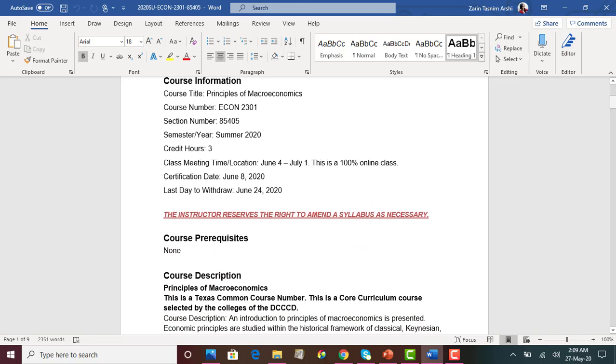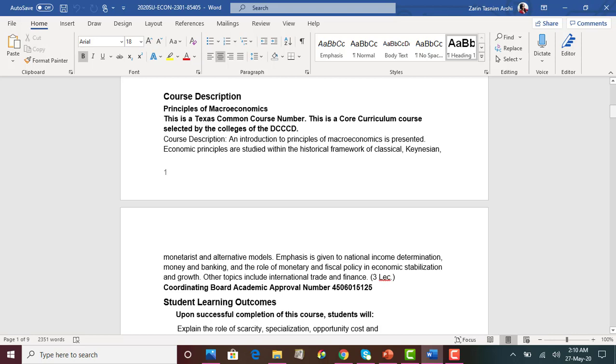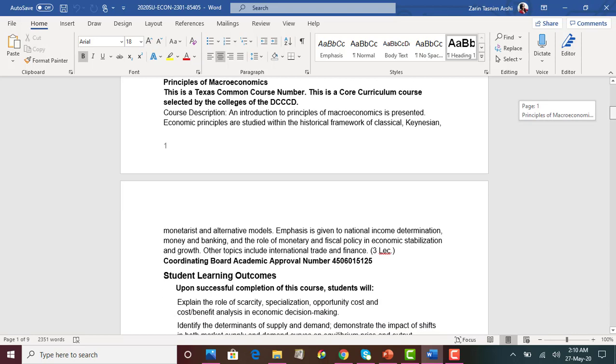And then in the next section we talk about the book requirement, which is the principles of macroeconomics. That's the course title, the section number, and it's a summer class. It's 3 hours, and we will start today, June 4th, and we'll end the class on July 1. And again, this is a 100% online class. The last day to withdraw from the course is June 24th. There is no prerequisite for this course, and the book required for this class is the principles of macroeconomics, and the ISBN number is given.